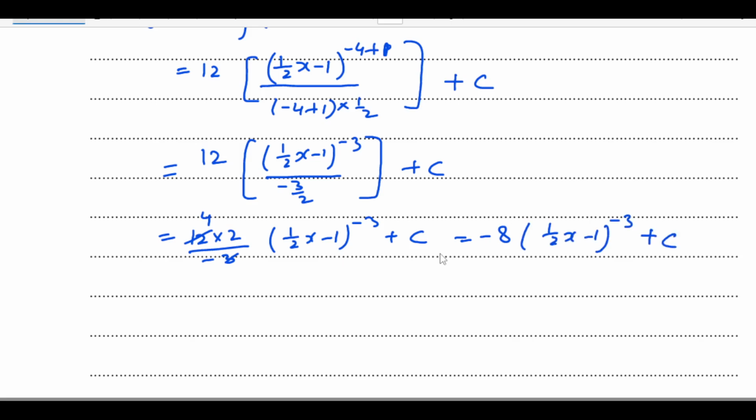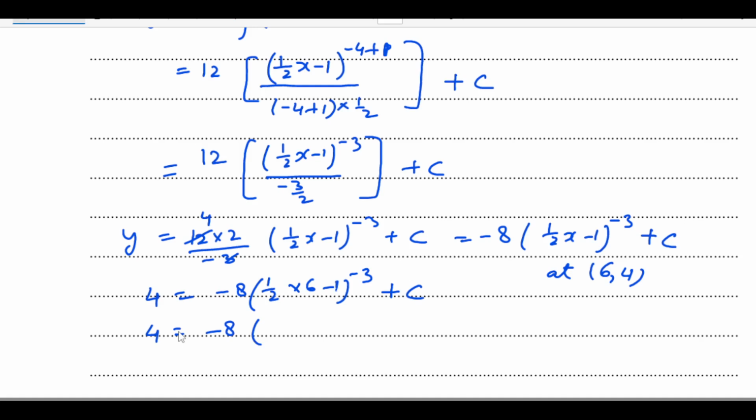Now this passes through the point (6, 4), the point that we are given. So we will write it down here: y equals 4, and this is negative 8, and x is half times 6 minus 1, power minus 3, plus c. So this is 4 equals minus 8, then 3 minus 1 is 2, 2 power negative 3 plus c. So from here we get c as 5. Just simplify, you will get c as 5.